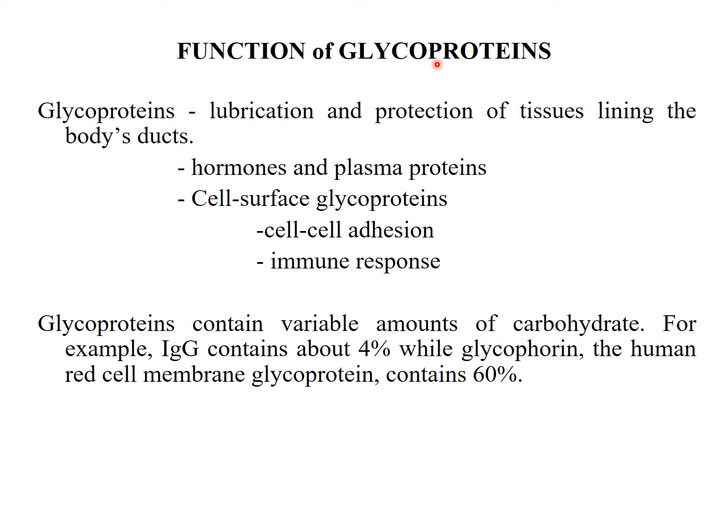Let's start with glycoproteins. So where do you find glycoproteins? What is the function of this group of modified proteins? They usually play a role in lubrication, and they protect the tissue surfaces. For example, tissue lining of the body ducts, there are a lot of glycoproteins covering that surface. They also can be hormones. Protein hormones or peptide hormones can be modified by glycosylation. Our plasma proteins are heavily modified by glycosylation.